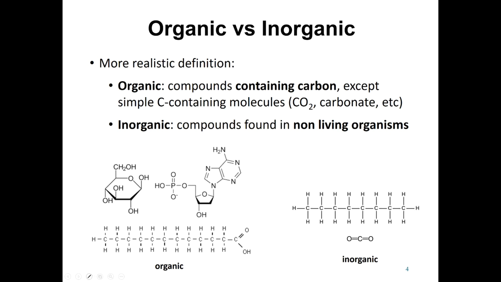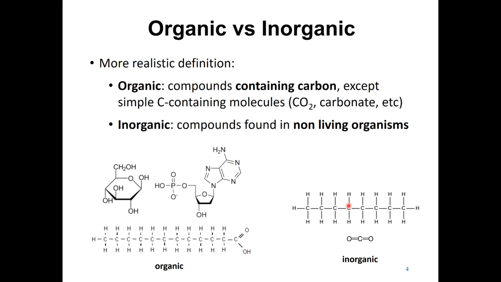On the left, you can see some compounds that are defined as organic. This is beta glucose. This is the structure of one nucleotide. This is the structure of a fatty acid. All of them are rich in carbons. Where you don't see anything specified at the corners of these molecules, it is implied that there is carbon. So there's carbon here, carbon here, carbon here. All of these are classified as organic compounds.